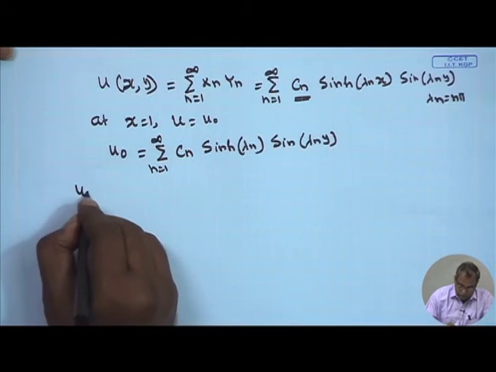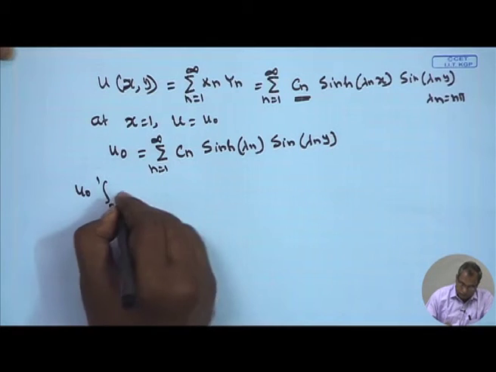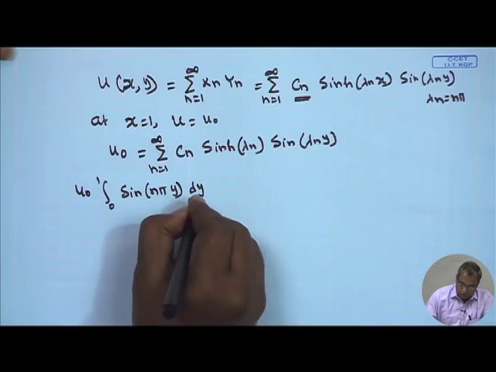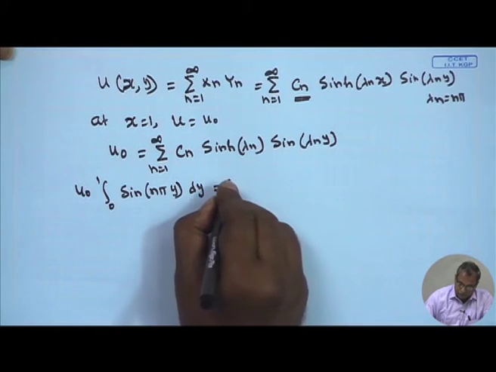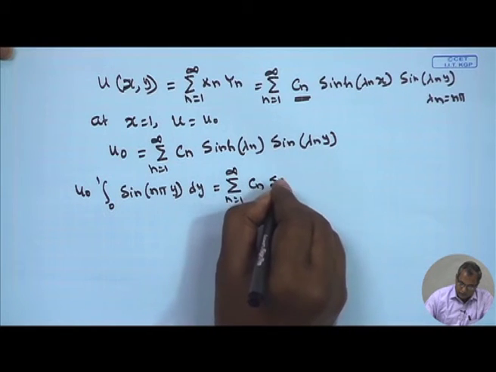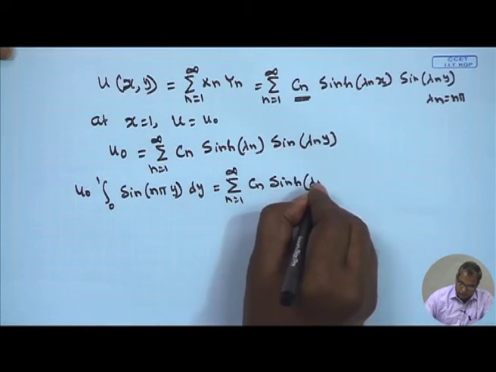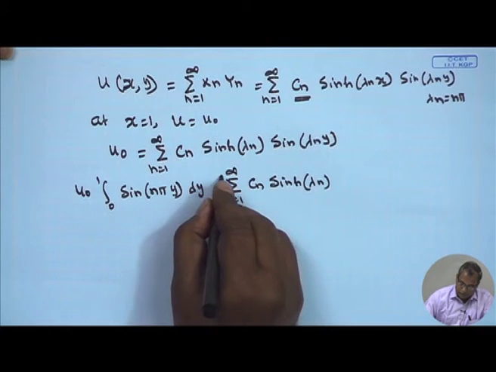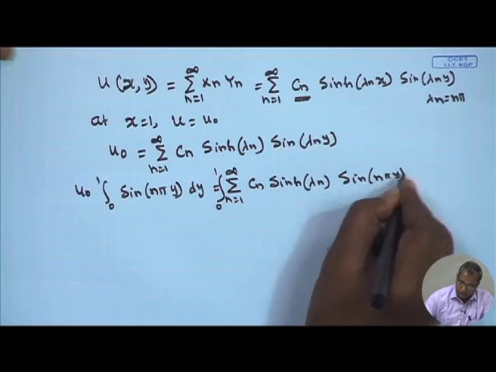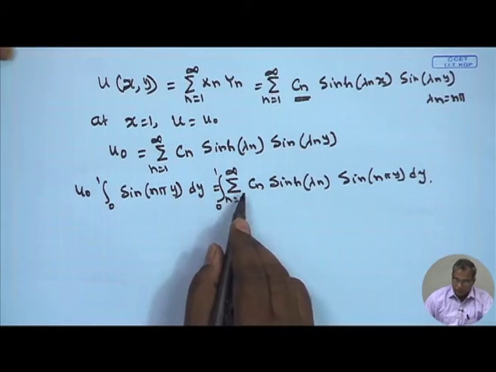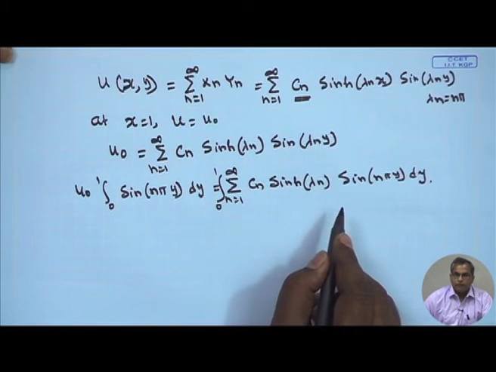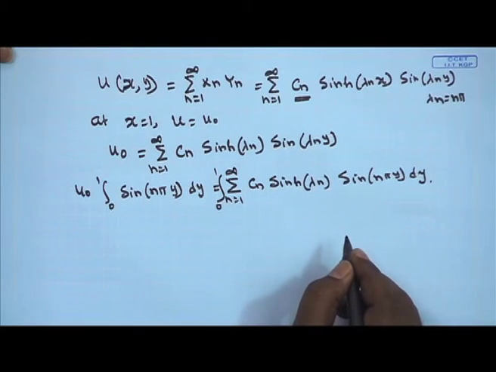If you do that, you will get u0 times the integral from 0 to 1 of sin(nπy) dy equal to the summation from n = 1 to infinity of cn sinh(λn) times the integral from 0 to 1 of sin(nπy) dy. If you open up the summation series, all the terms except one will vanish, and only one term will survive when λm is equal to λn.